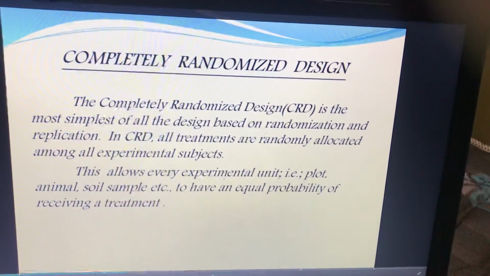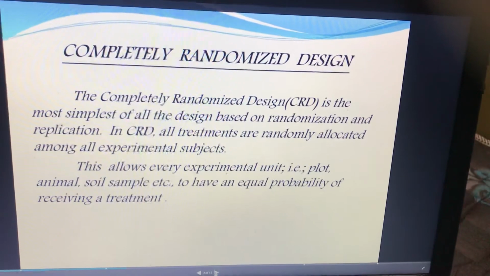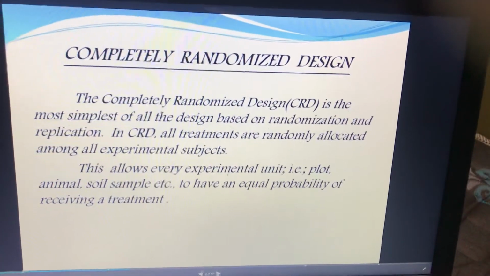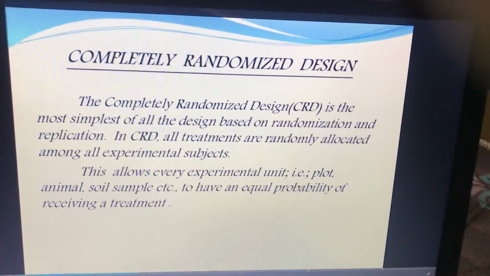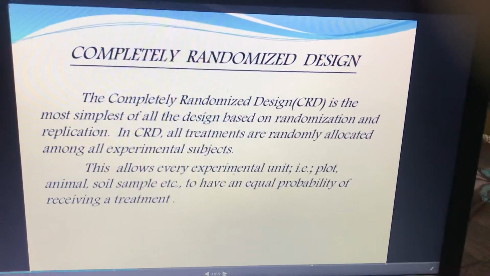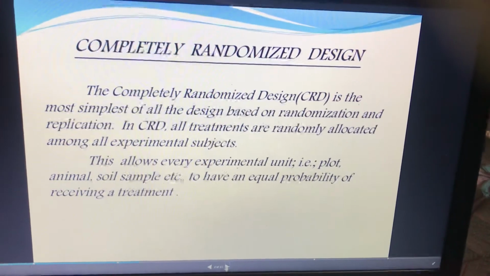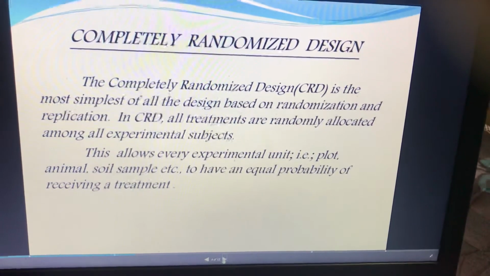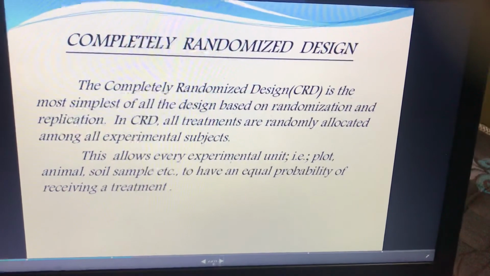So what is completely randomized design? Completely randomized design is the simplest of all the designs, based on the randomization and replications. Replications means repetitions. Here in completely randomized design, we don't have many repetitions. In CRD, all the treatments are randomly allocated among all the experimental subjects. So this allows every experimental unit, like plots, animals, soil samples, etc. So this is similar to one-way classification.